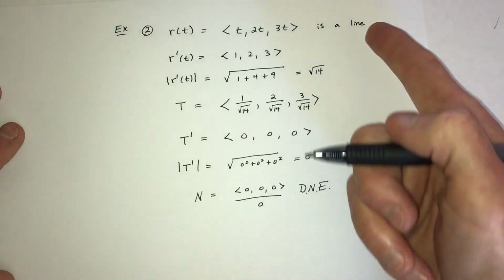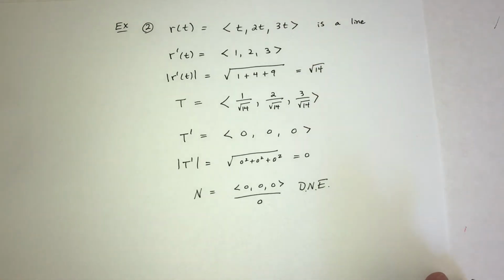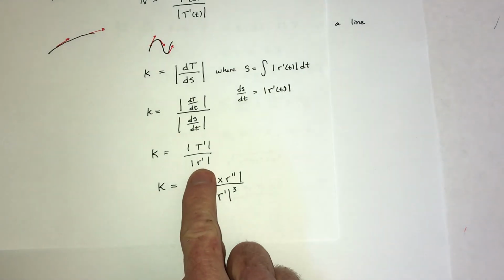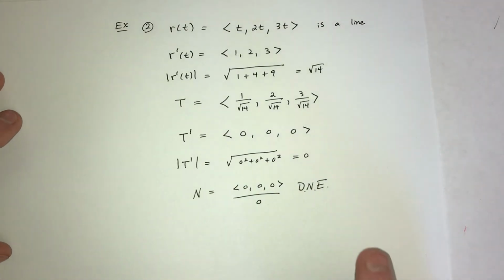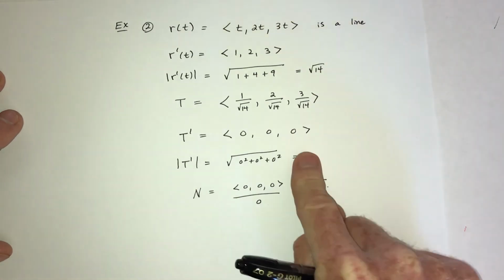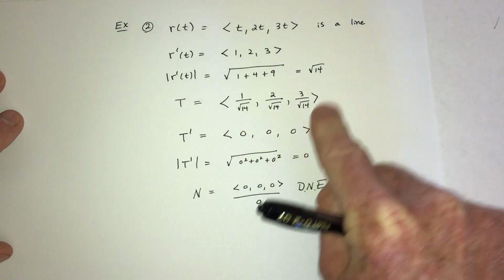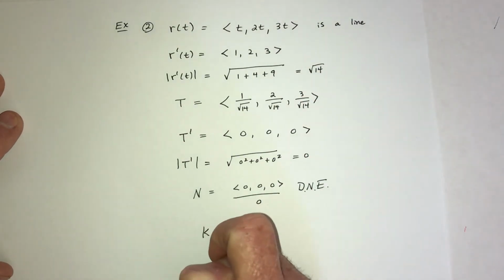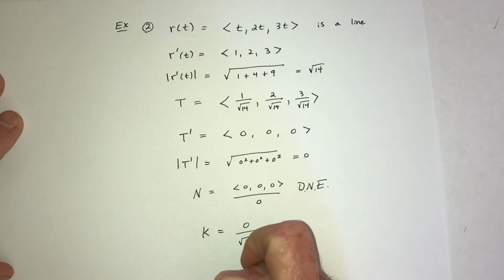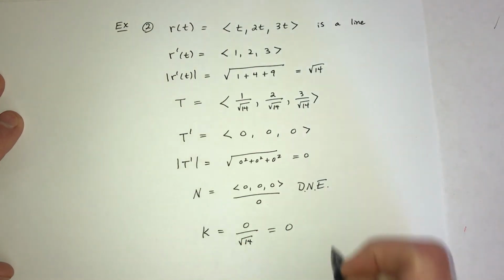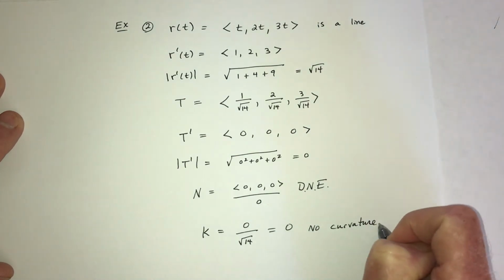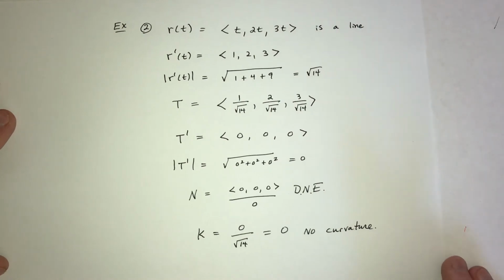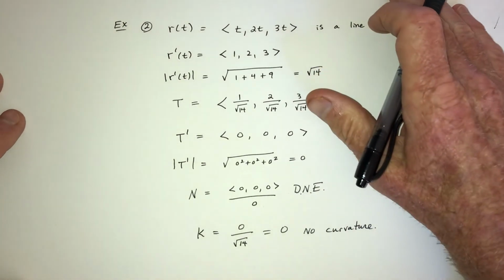What about the curvature? Since it's a line, it should not have very much curvature. So let's use this one. So take the T prime divided by the r prime, the length of each one of those. So that's the length of T prime divided by the length of r prime. So the curvature would equal 0 divided by the square root of 14. And that does exist, it equals 0. In other words, a line has no curvature. Okay, that was a quick example right there. Now let's do something a little more challenging.